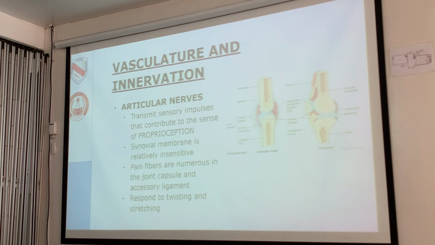The synovial membrane is relatively insensitive. That's why during osteoarthritis, when you have very swollen joints, you can just tap the synovial fluid without pain. Of course, you need to anesthetize, but the anesthesia is in the skin area, not for the synovial membrane. That's because the synovial membrane is relatively insensitive. Pain fibers are numerous in the joint capsule and ligaments, and respond to twisting and stretching.